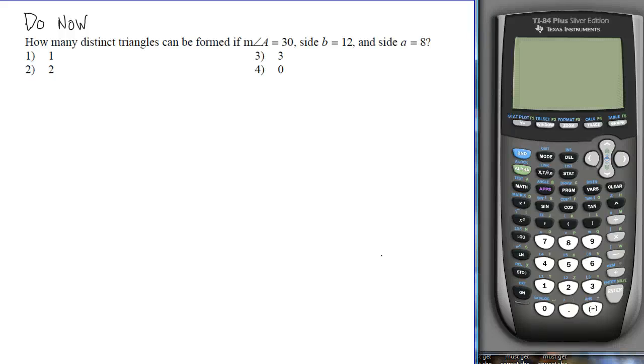Hey guys, sorry I'm not there, but today we're going to do area of a triangle, and what we're going to do first is a little do now.